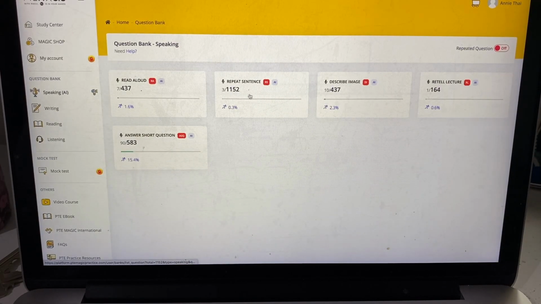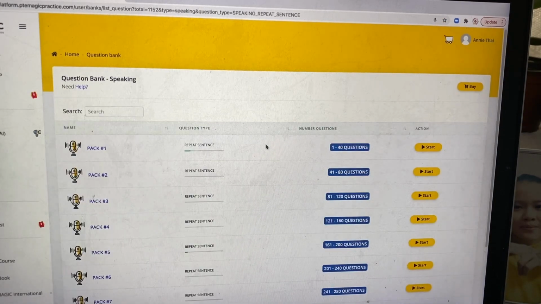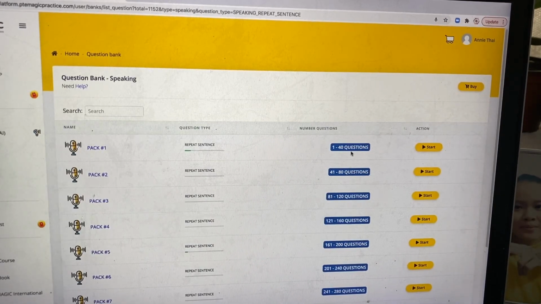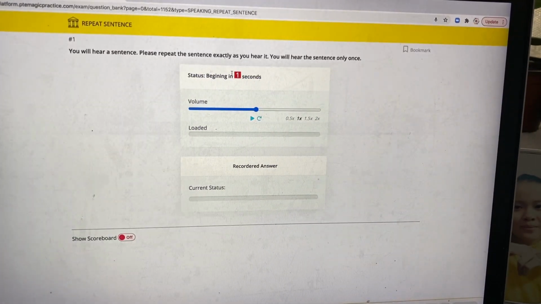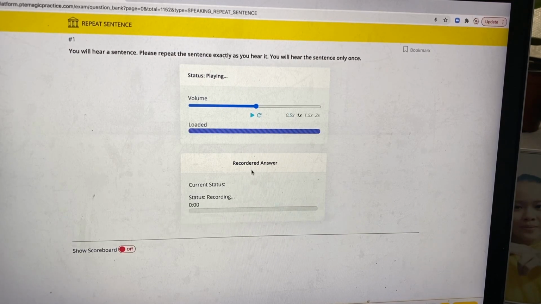Repeat sentence. Well, I have to admit that repeat sentence was the most challenging part for me, as I have a terribly bad short-term memory. I'll show you how this part looked. Begin in 3 seconds. And then you have to record. You have to repeat the sentence.